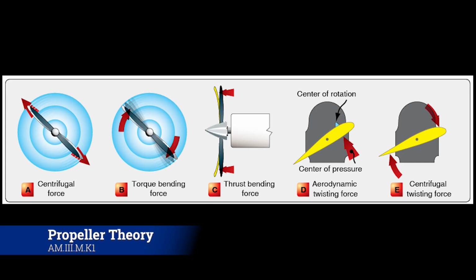The next one, B there, is the torque bending force. In the form of air resistance, it tends to bend the propeller blades in the direction opposite of the rotation. So basically, as it wants to spin around, those blades want to bend back. Now think about this: if you have a piece of pipe and you wail on a desk, as you hit the desk, it's going to want to bend that pipe back.